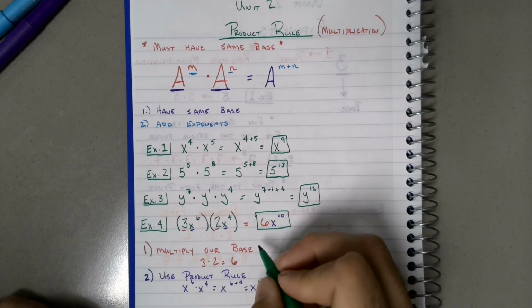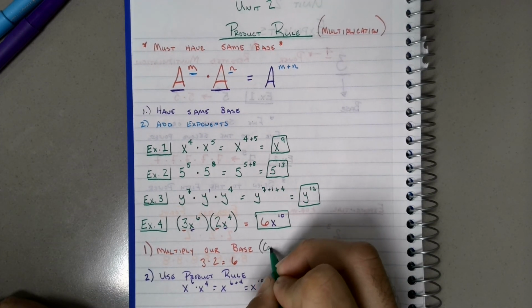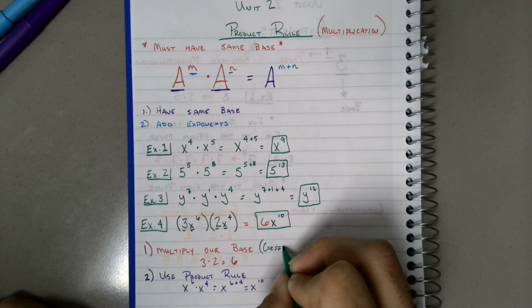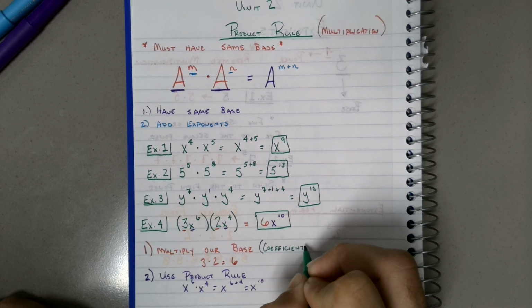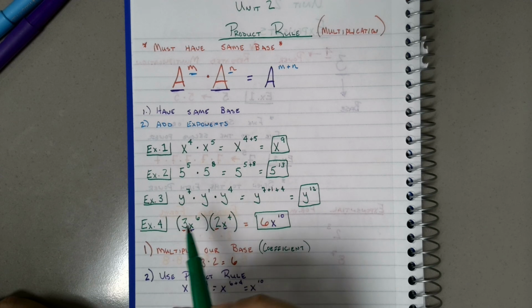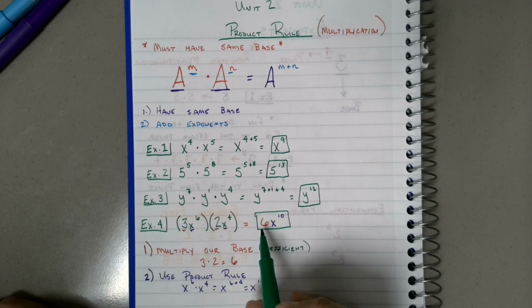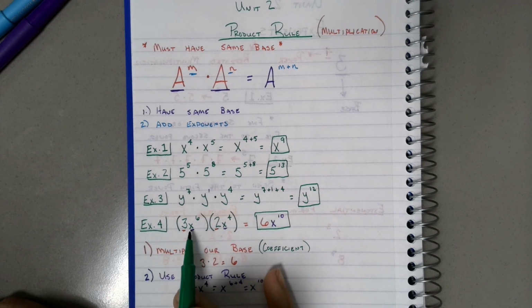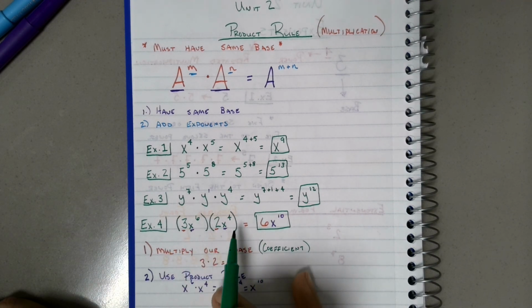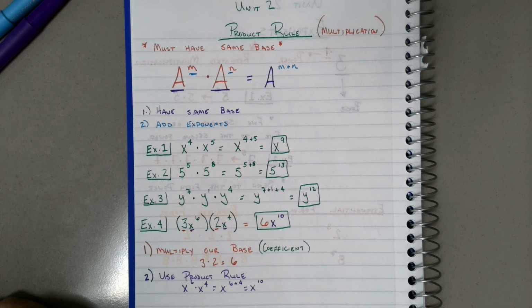Now, right here on our base, I'm going to write the word coefficient. What does coefficient mean? That is the number that is in front of the variable. So our 3. So we're going to multiply our base, as our coefficient is 3 times 2, and then we're going to use our product rule on our variables, okay, because they have the same base, and you add your exponents. Okay, so those right there are a little bit more difficult than what we're used to.